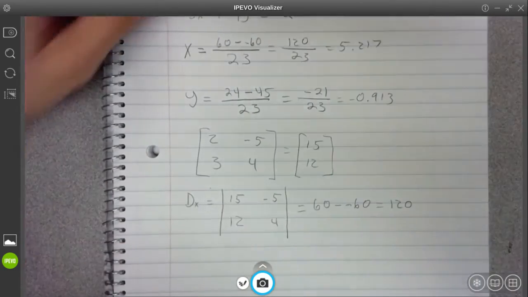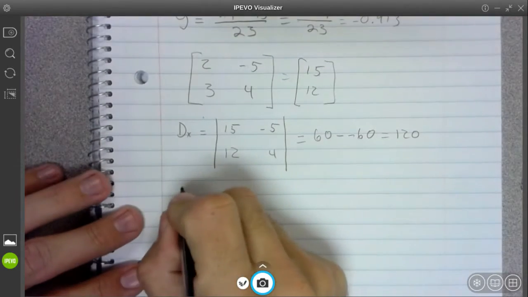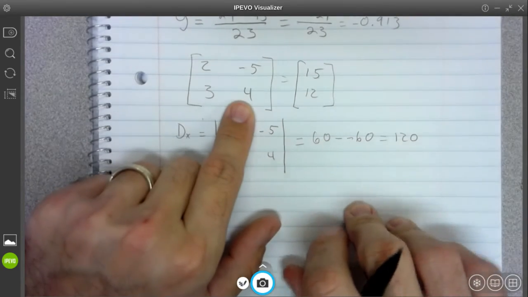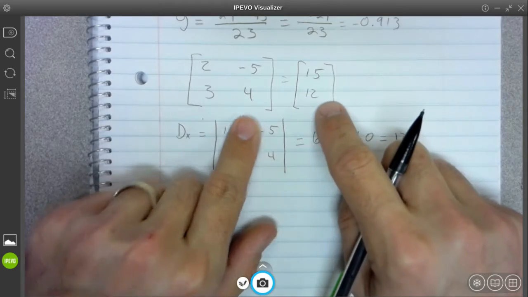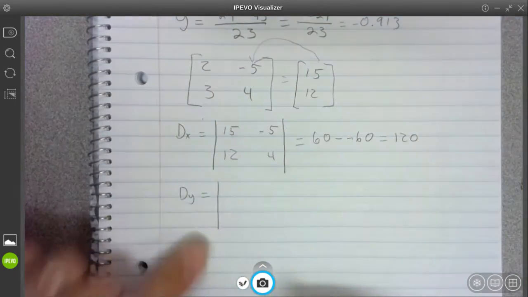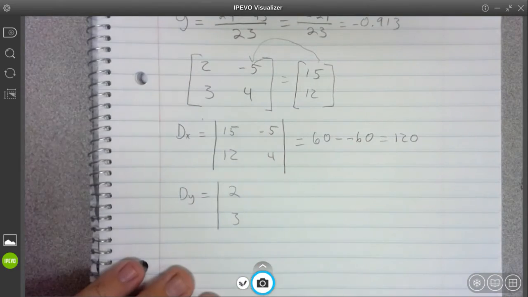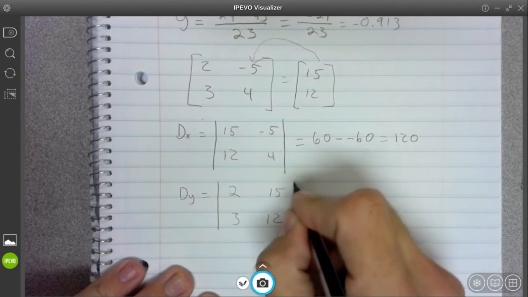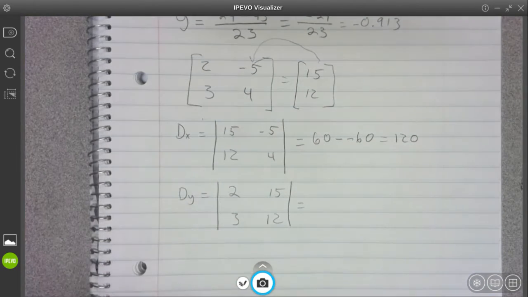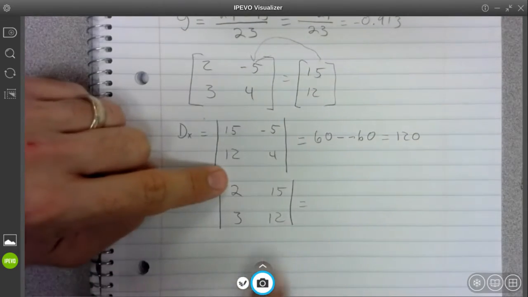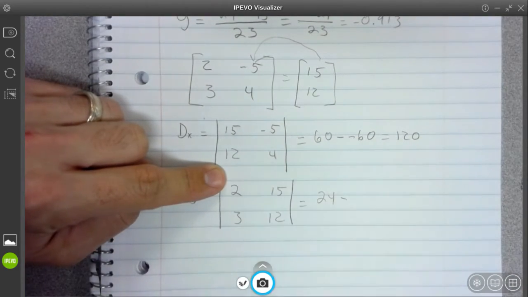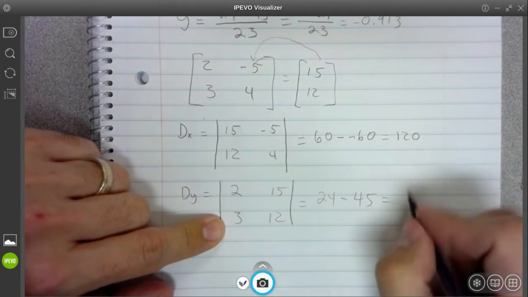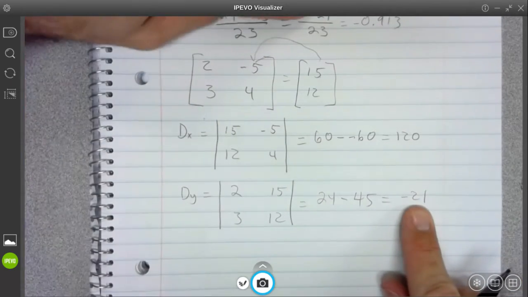All right, for the determinant in y, Dy, you do the same idea. You're going to take your answer matrix here, I guess your answer column, and substitute that in on the y column. So 2 and 3, those stay put, but the 15 goes where the y's did, and the 12 goes where the other y did. All right, and then you just calculate the little basic determinant, AD, which is 24, minus 3 times 15, that's 45. Subtract those and you'll get negative 21. And that's where that number came from.